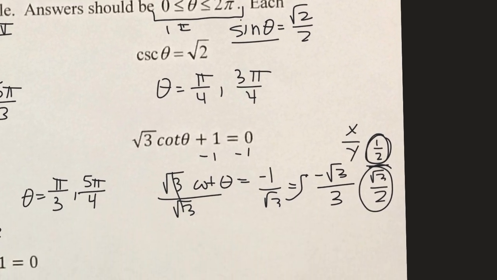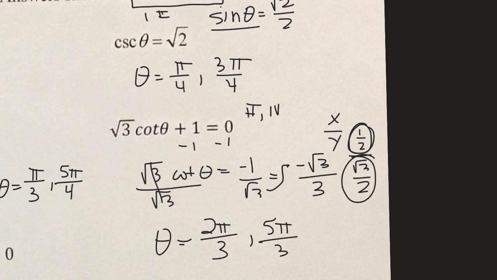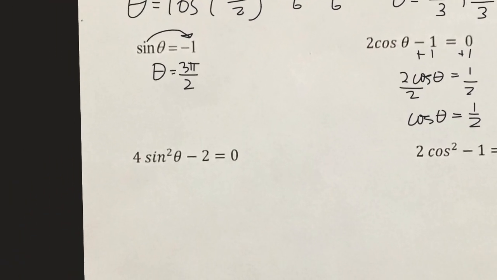Okay, so cotangent is negative in the second quadrant and in the fourth quadrant, because that's where sine and cosine have opposite signs. One's positive and one's negative. So in the second quadrant, that would be 2 pi over 3. And in the fourth quadrant, that would be 5 pi over 3. Okay, so hopefully you know your unit circle in order to solve these.